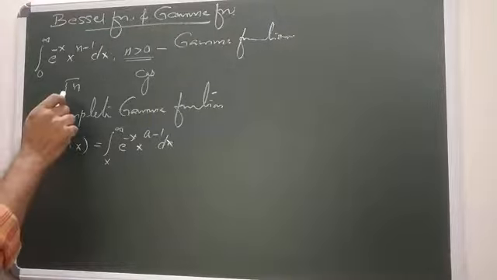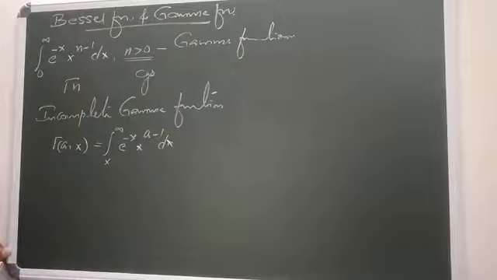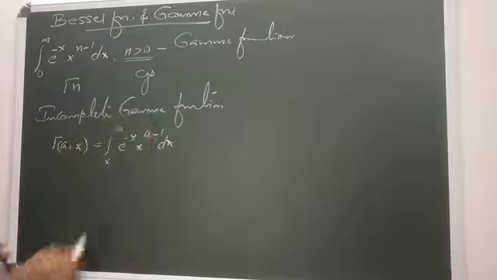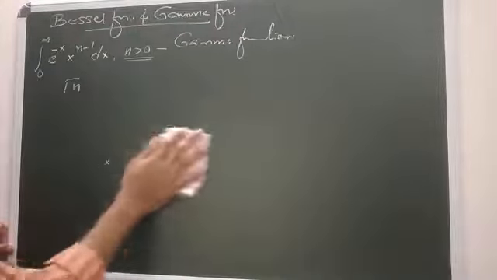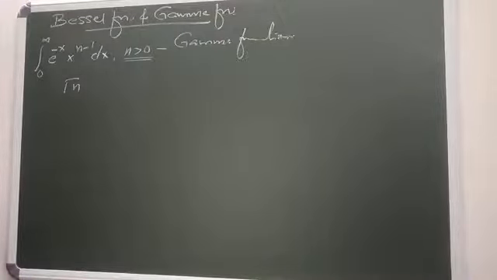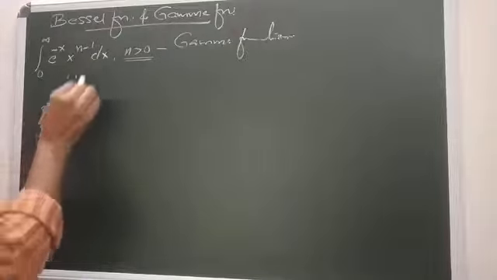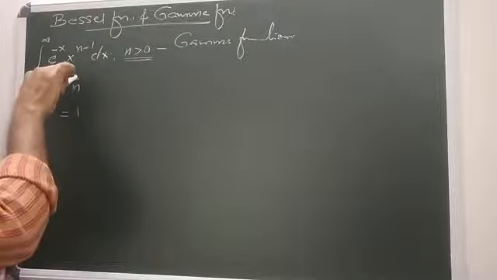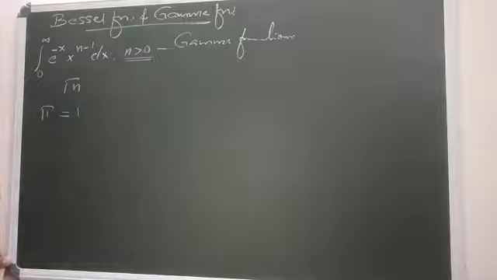The gamma function is denoted as gamma n, whereas here it is gamma(a,x). This is the upper incomplete gamma function. Agree? Now let us talk about the properties of the gamma function. What is gamma 1? Gamma 1 equals 1. That is from here, replace n by 1. It is integral 0 to infinity e power minus x dx, which is 1.